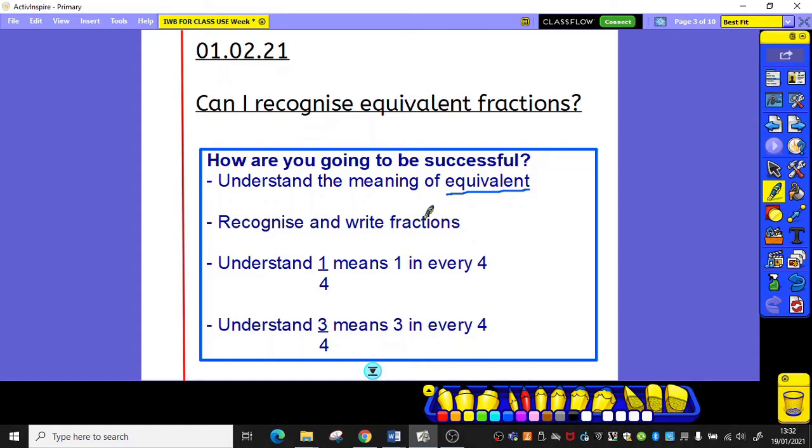We're going to be recognising and writing these fractions, and I'd like you to think today about the fact that a quarter is going to mean 1 in every 4. 3/4 would mean 3 in every 4, and I'm going to keep referring to that within the input. My last point before we start is we have actually done equivalent fractions in the autumn term as well. So this isn't new to any of us, but we're going to build on our skills and refresh our skills.